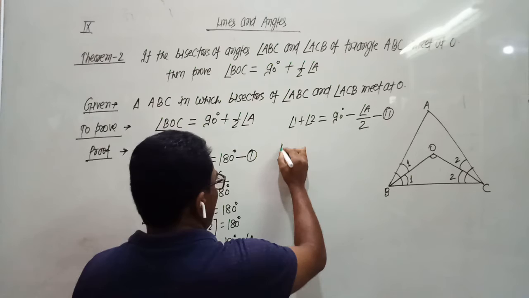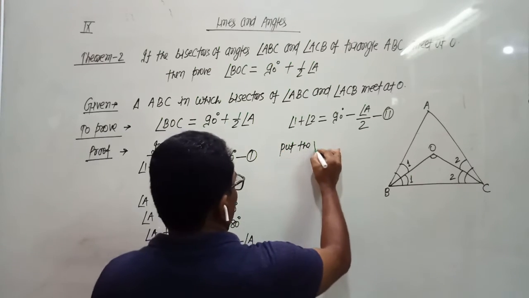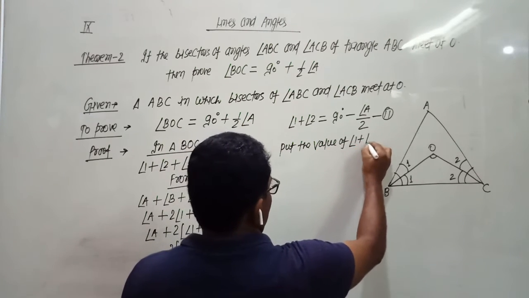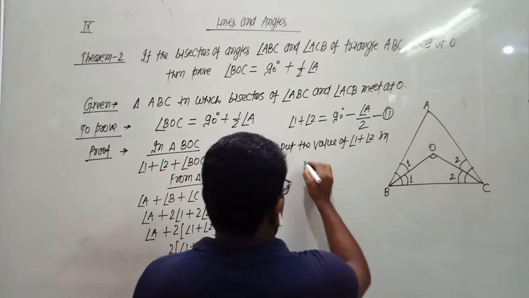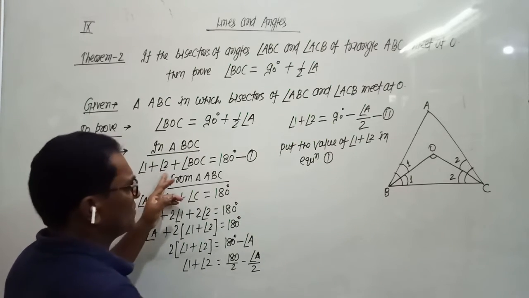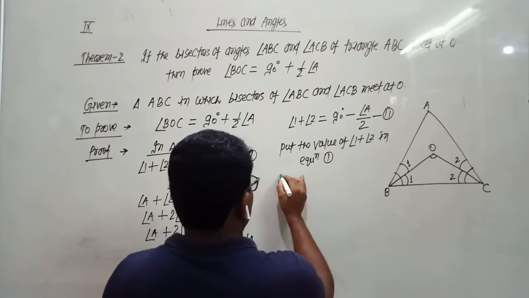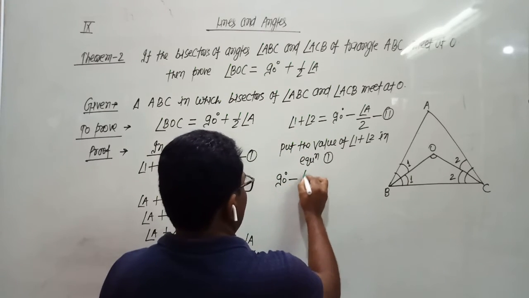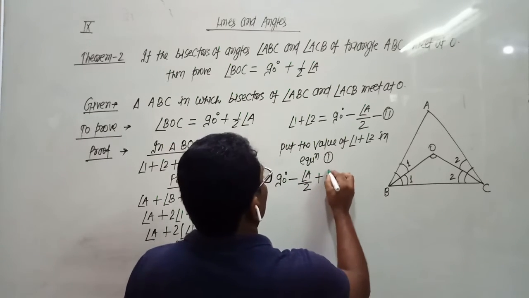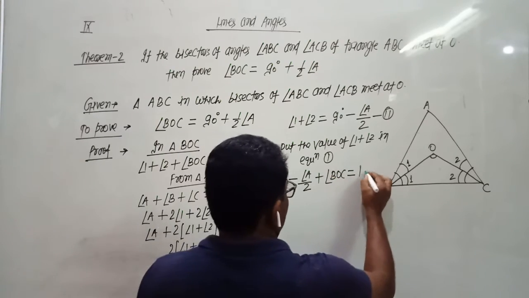Now put the value of angle 1 plus angle 2 in equation number 1. So in place of 1 plus 2, we can write 90 degrees minus angle A by 2, plus angle BOC equals 180 degrees.